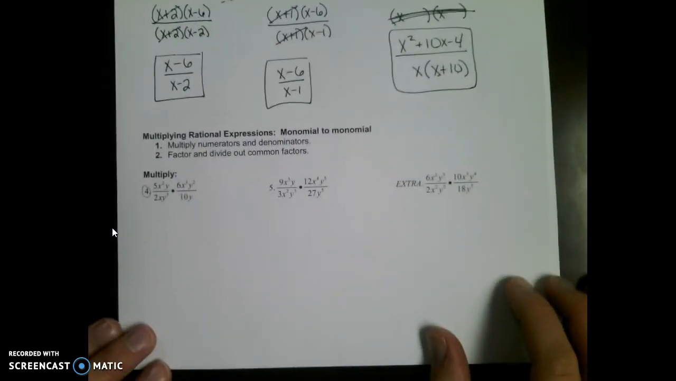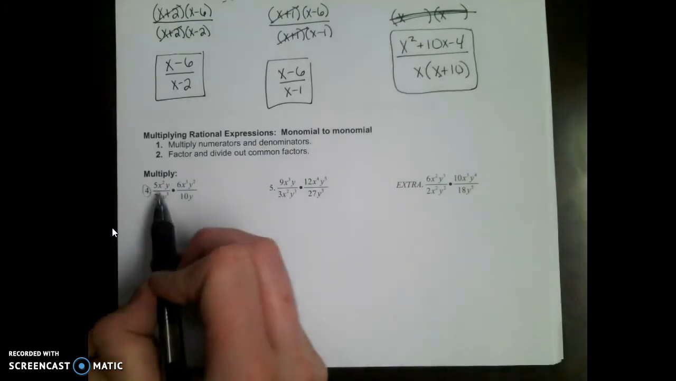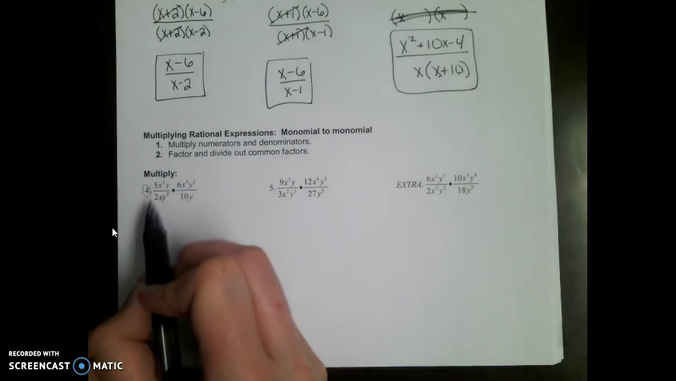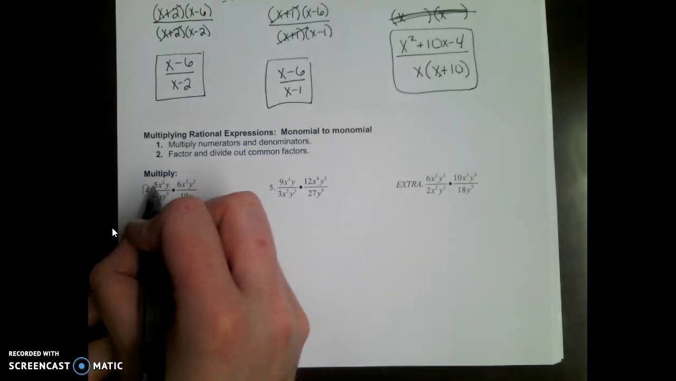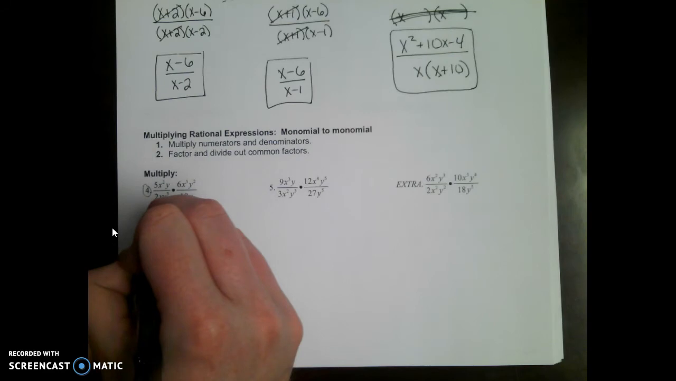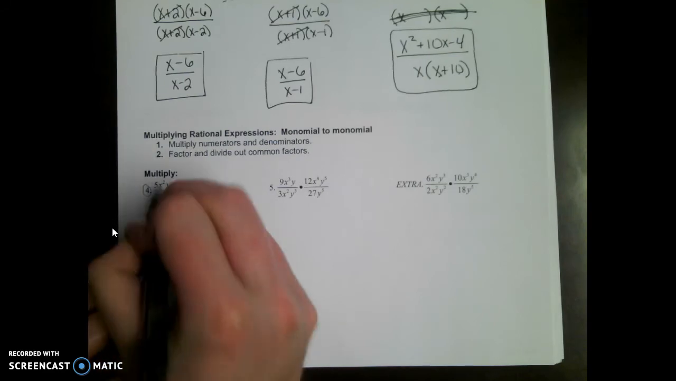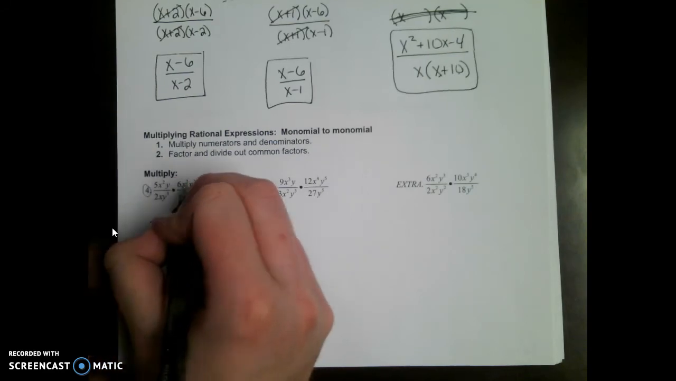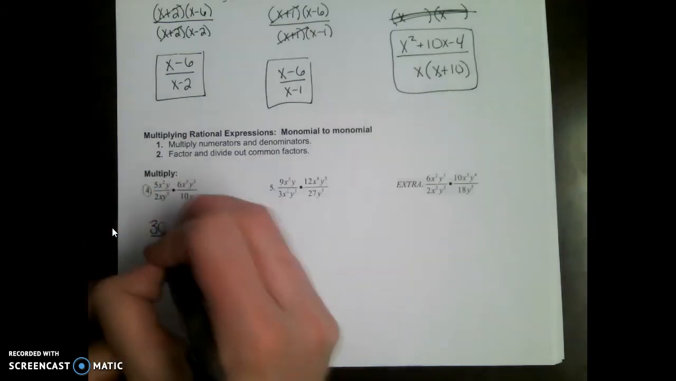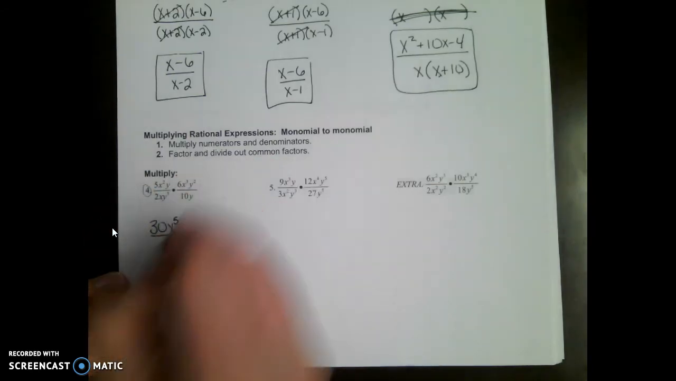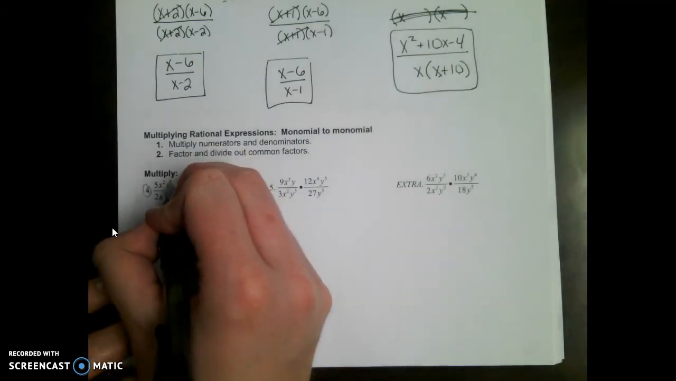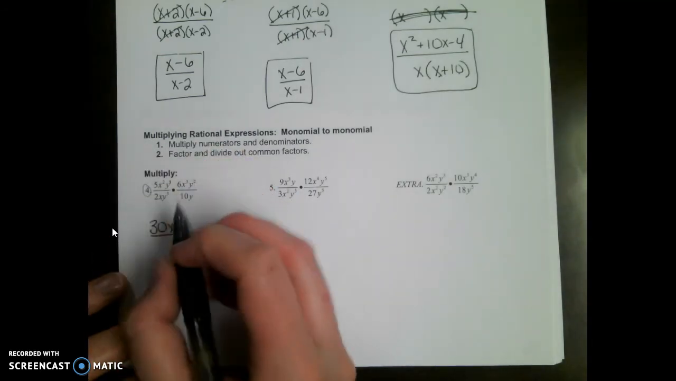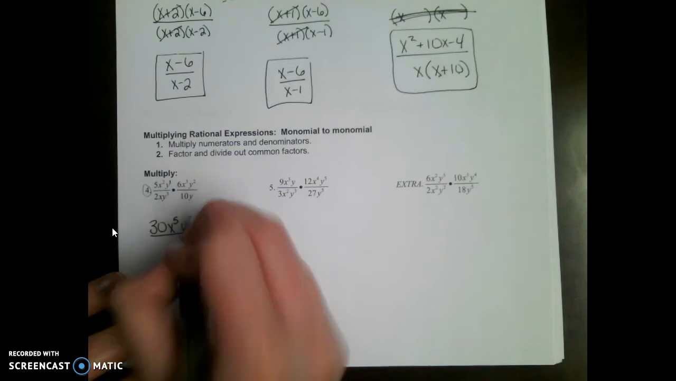Number 4, multiplying rational expressions. Basically, multiply the numerators together, multiply the denominators together, and then we're going to cancel things out. So on the top, 5 times 6 is 30. X squared times x to the 3rd, we've got 2 of them, 3 more of them, that makes x to the 5th. We've got a y, that's like a y to the 1, and we've got 2 more over here, so that's y to the 3rd.